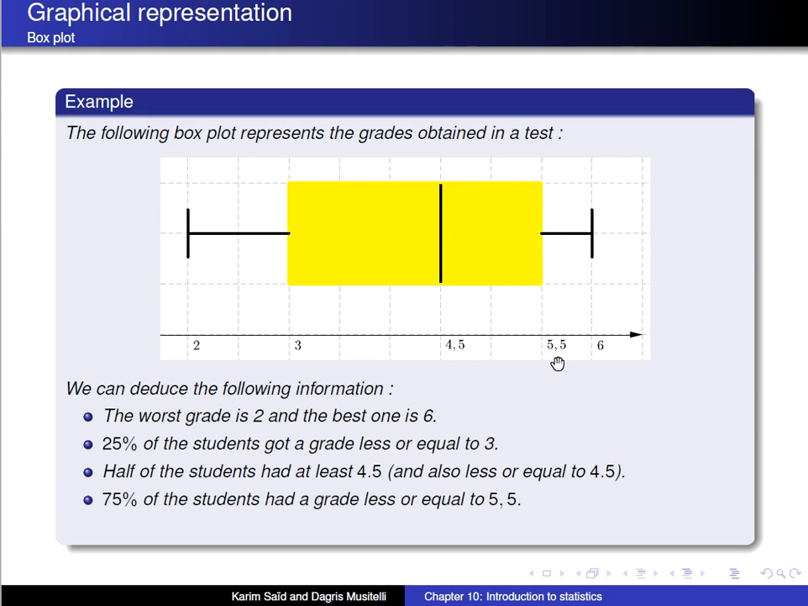Q3 is 5.5, so I know that 75% of my students had a grade less than or equal to 5.5. And finally, as the beginning of my box is Q1, so my 25%, and the end of my box is Q3, so the 75%, it means in between I do have 50% of my data. So I know that 50% of my students are located in a range of 2.5, because 5.5 minus 3. It's actually the interquartile range we saw in a previous video.